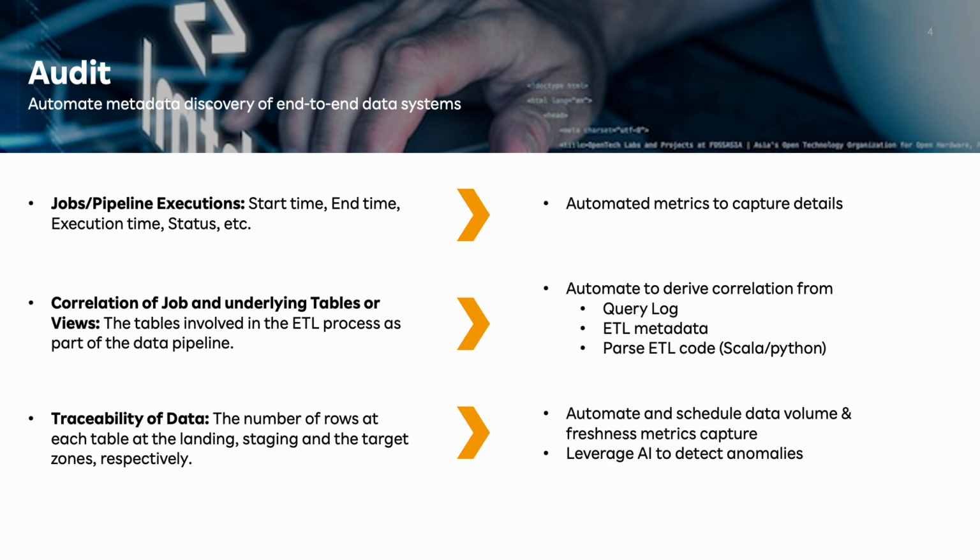And finally, the most important thing is that you also audit all the traceability of your data, which means all the data movement happening through your jobs, you should track all of that. How many rows are processed by what jobs at what interval? All of this information should be audited. And all of this should be automated so that you are not relying on any manual activity in your audit process.